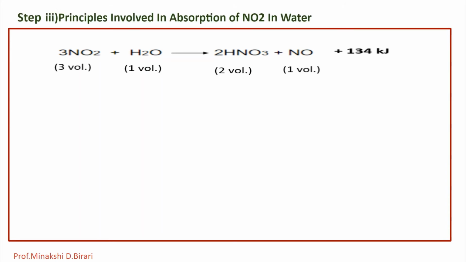Let us see the principles involved in absorption of NO2 in water. That is the third step in the manufacture of nitric acid, absorption of NO2 in water to form HNO3. This is the reaction: 3NO2 + H2O gives 2HNO3 + NO. Here 3 volumes of NO2 plus 1 volume of H2O give 2 volumes of HNO3 plus 1 volume of NO. Total 4 volumes of reactants and 3 volumes of products.